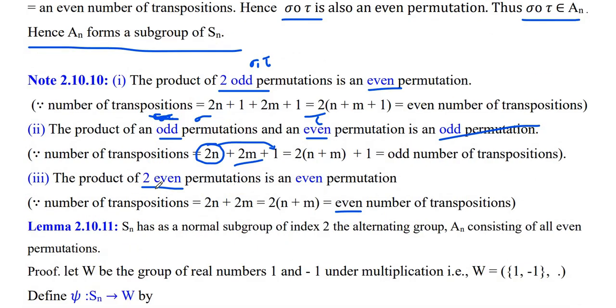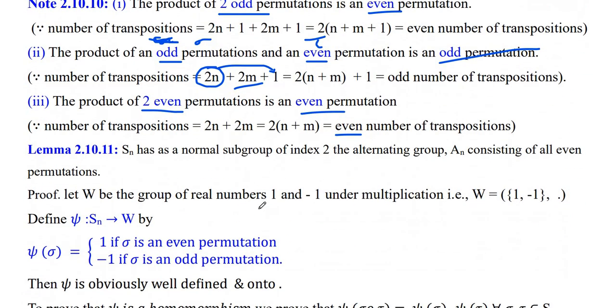Next, as mentioned earlier, product of 2 even permutations is even. So one is represented as 2n number, the other one is represented as 2m number of transpositions. So you have even number of transpositions, and therefore it is an even permutation.